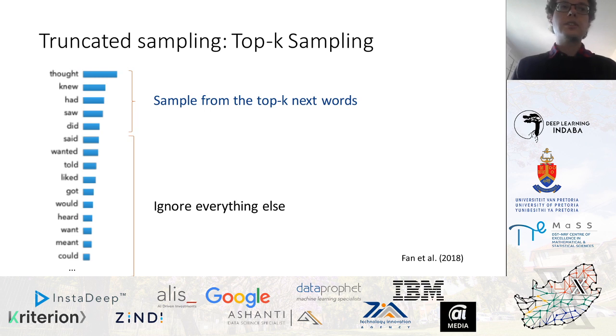A more drastic solution is to perform truncated sampling. Fan et al. proposed top-k sampling, which samples the next word from the k highest scoring probability outputs. The sampling is then performed based on the relative probabilities of the top k words, effectively setting the probability of all other words to 0.